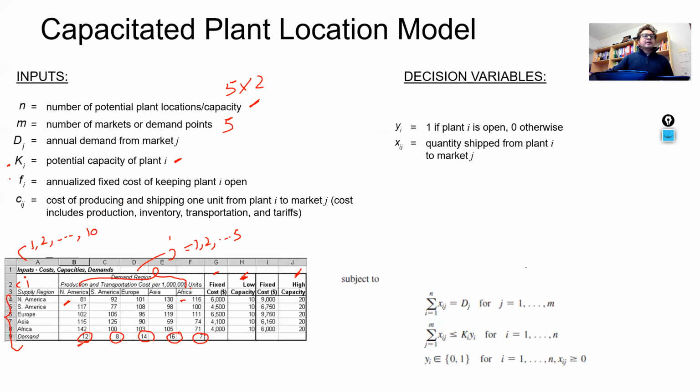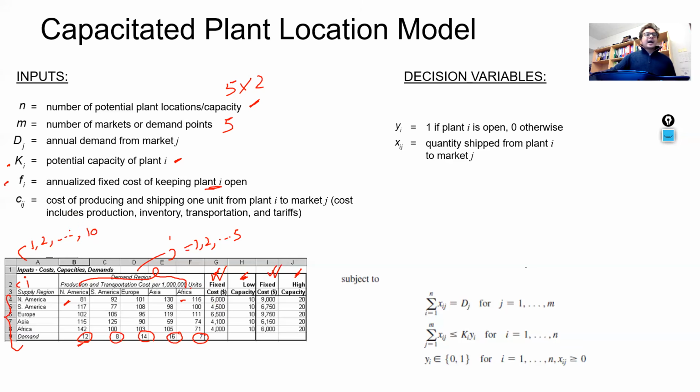Okay, then here, Fi is the annualized fixed cost of keeping plant i open. So here we have this fixed cost. This will be the fixed cost for keeping a plant open in each of the locations, right?